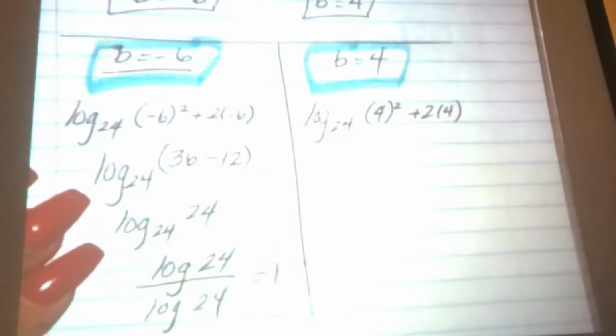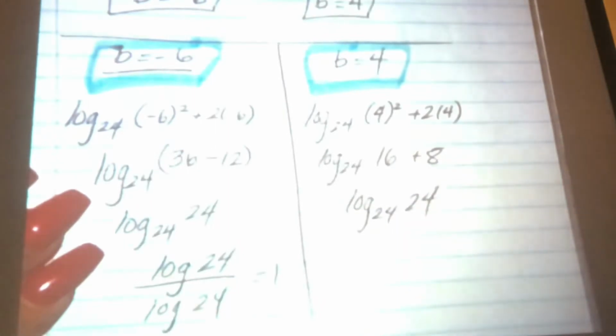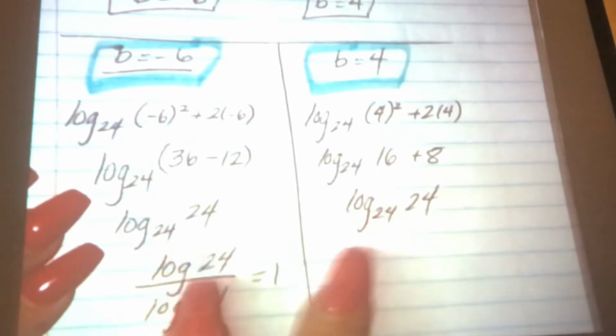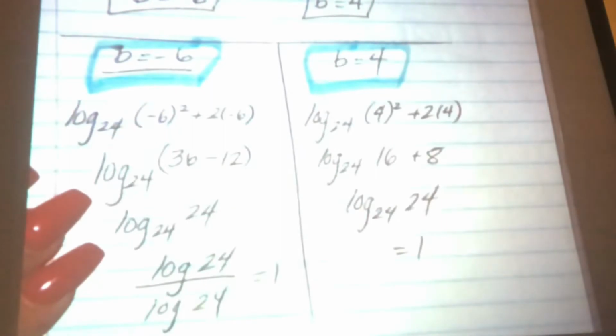Now let's try 4. Log base 24 of 4 squared plus 2 times 4. That's log base 24 of 16 plus 8. Isn't that log base 24 of 24? Isn't this the same as this? Say yes or no, please. So what is this going to equal? 1. So both of these are solutions to your equation.